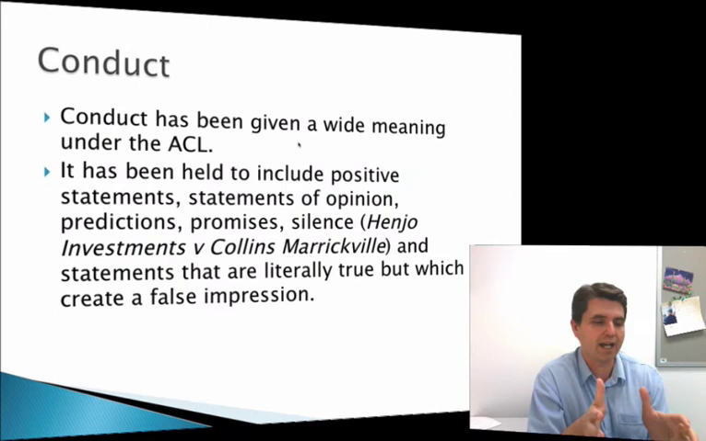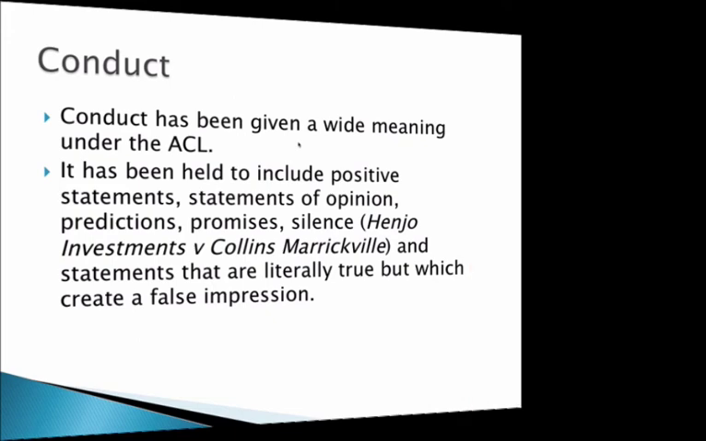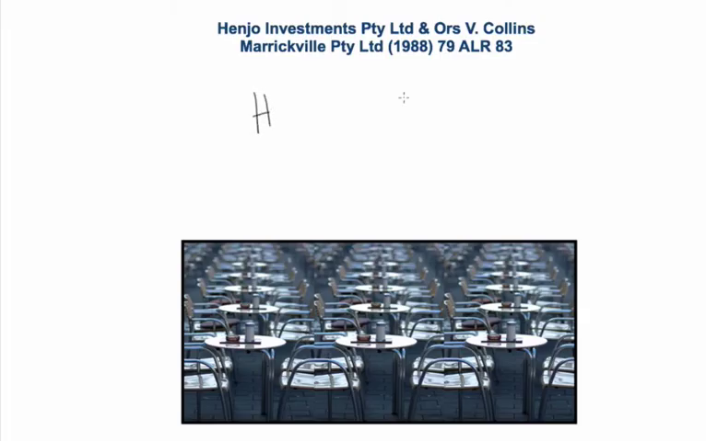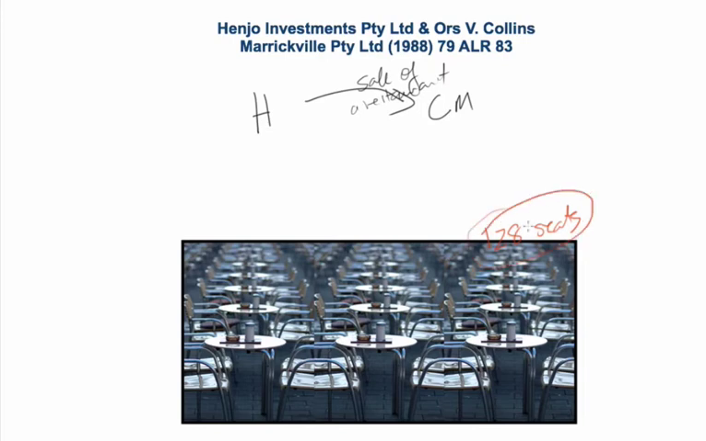So what we have are the words of the Act around conduct, and then the interpretation of those words in case law. You'll remember from week 2 how the case law interprets the statutory law. And so when we're looking at what is conduct, a case to help us out is Henjo Investments and Collins Marrickville. So in Henjo Investments, Henjo Investments is negotiating the sale of a restaurant to Collins Marrickville. Collins Marrickville comes to look at the restaurant as part of the sales process. One of the things when they look around is that they see that there's 128 seats in the restaurant. Now, obviously, that enters into their head and into the negotiations, saying, "Geez, there's 128 tables. I can make a certain amount of money with that size of business."